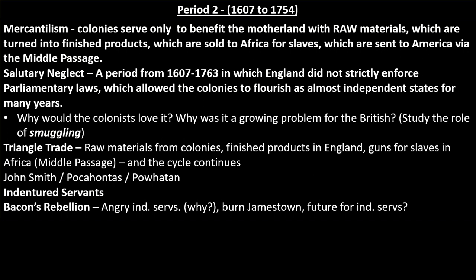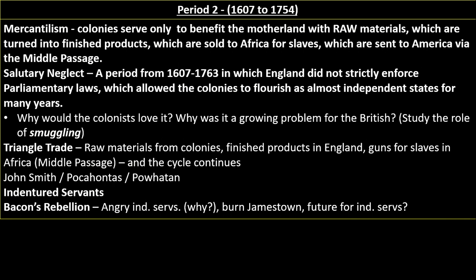And under the system of mercantilism, that is not supposed to be the way it is. You're supposed to be providing raw materials for the mother country and not smuggling. Quit smuggling, colonists. But they were engaging in triangle trade with the raw materials from the colonies, finished products in England. Guns were then traded for slaves over in Africa along the Middle Passage, and it just continues on from there forward. So, as mentioned earlier, slavery.